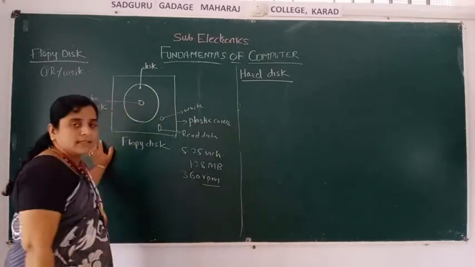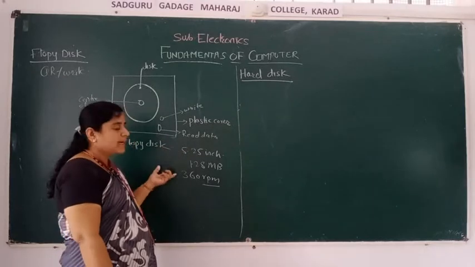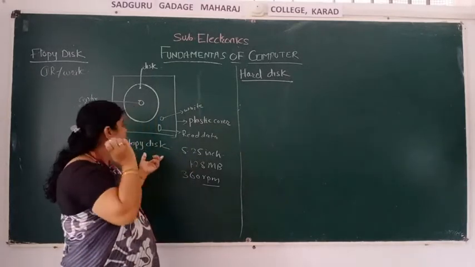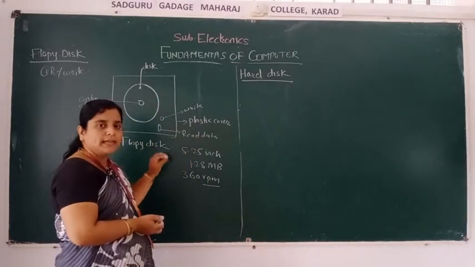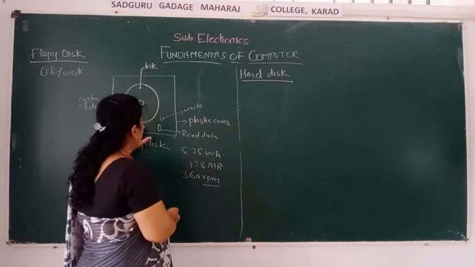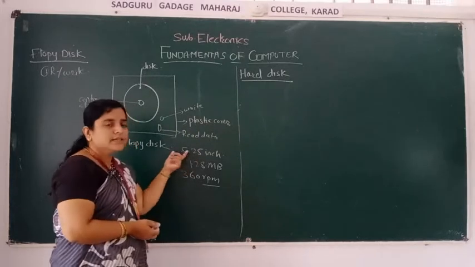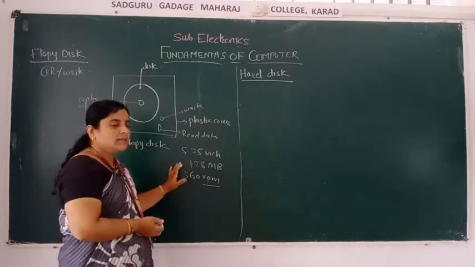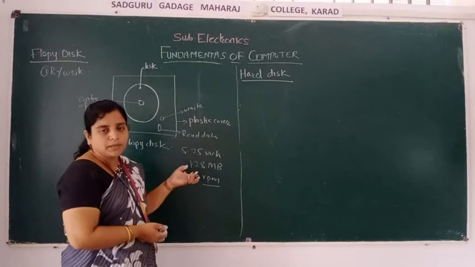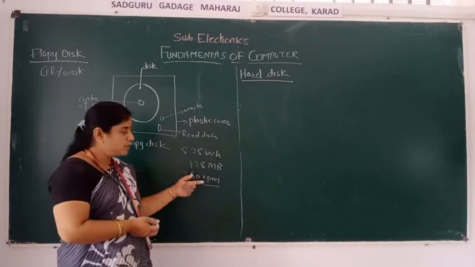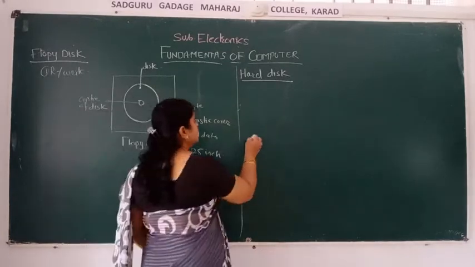This floppy disk is a secondary storage device because we can use it externally. It is not inside the CPU. The floppy disk can be used in the floppy drive. It is used for both read and write purposes. It is round in shape, covered with a plastic cover, has a size of 5.25 inch, and stores 1.28 megabytes of data. Its revolutions per minute, meaning how many times it revolves, is 360 RPM. Next is the hard disk.